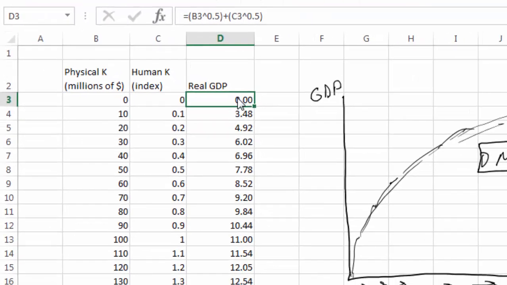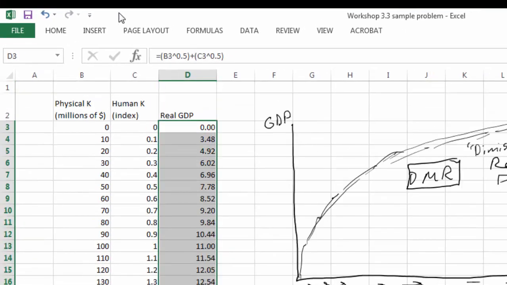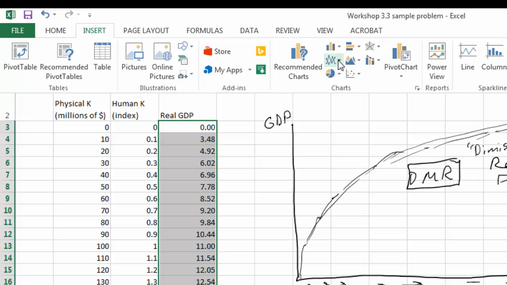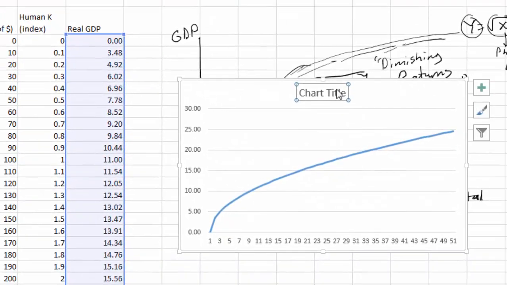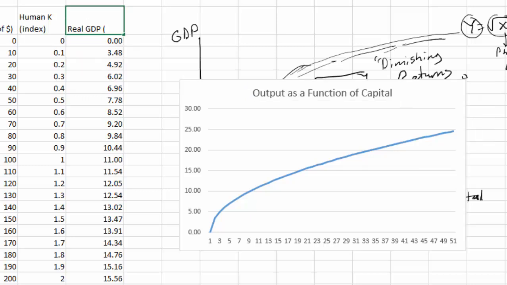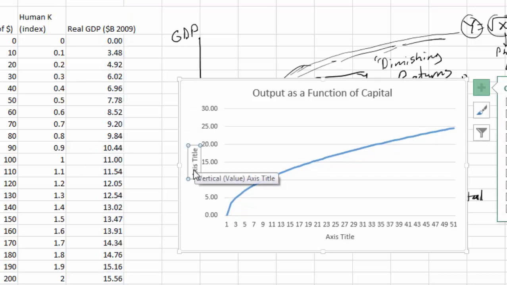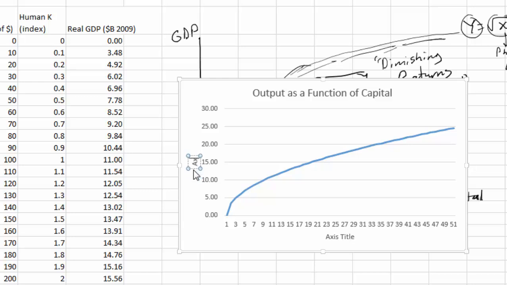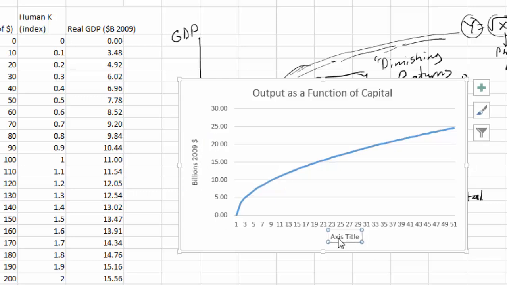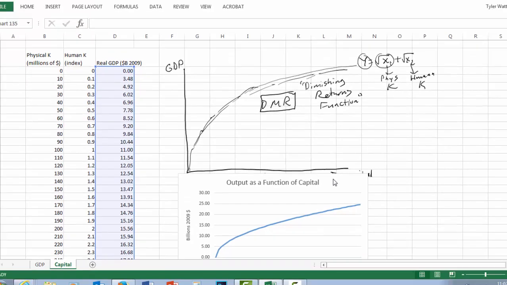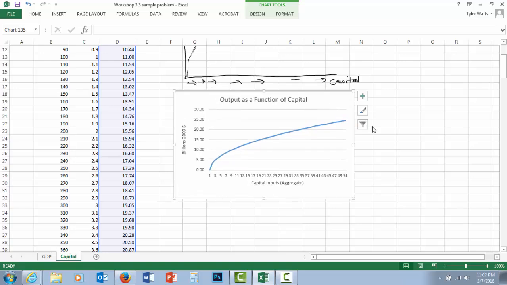And when we graph that, let me select that data range, and Excel makes graphing so easy. You just insert a line graph, put a title on it, and again, the real GDP here, let's note that this is in billions of 2009 dollars. And if we wanted to make our graph nice and fancy, we maybe put that in here on the axis title, billions 2009 dollars, and over here we'll say something like capital inputs aggregate. Okay, and does our graph look like it's supposed to, featuring diminishing marginal returns?